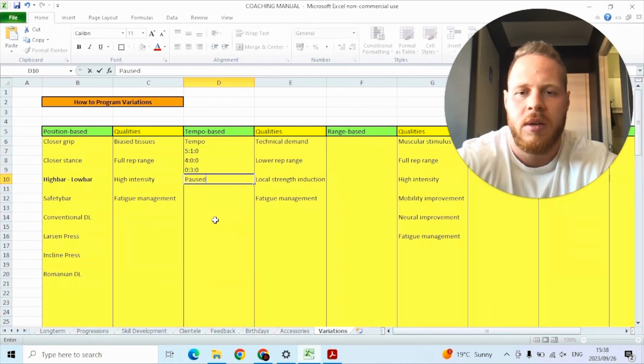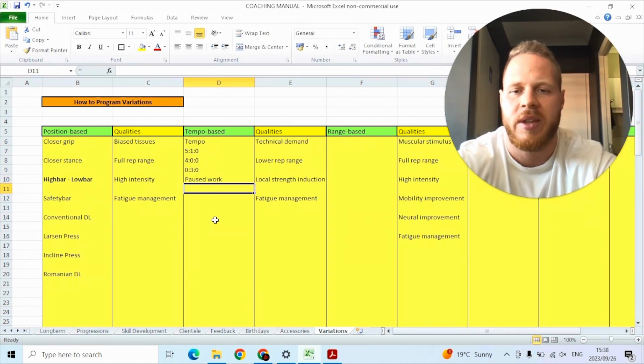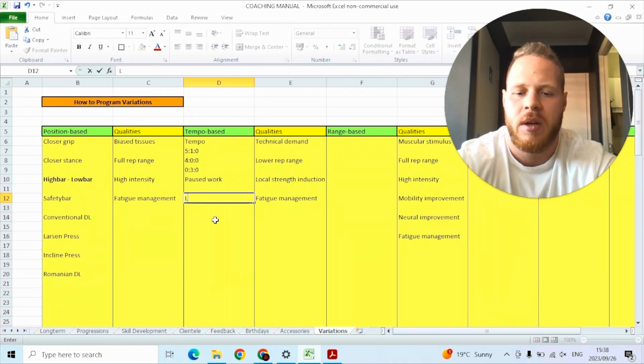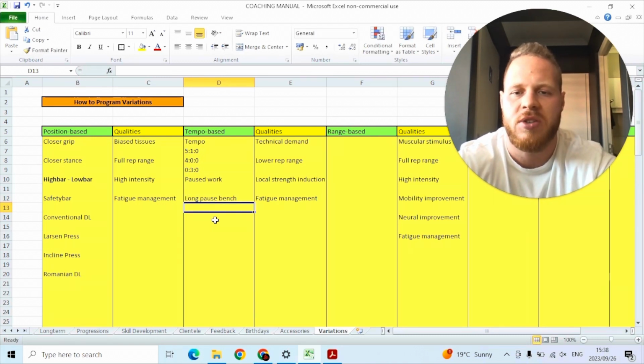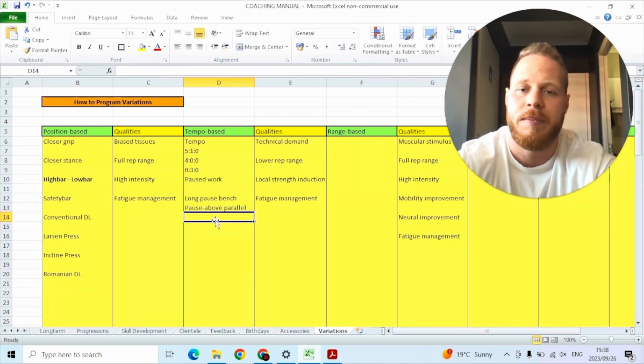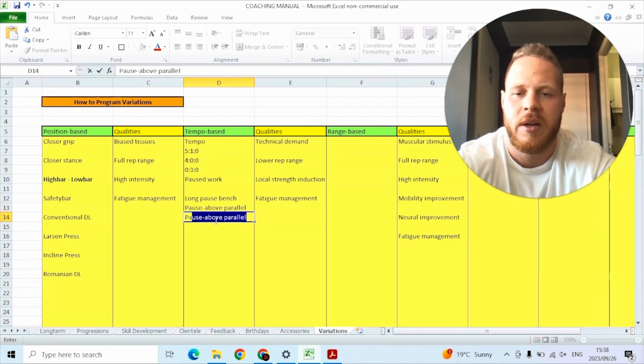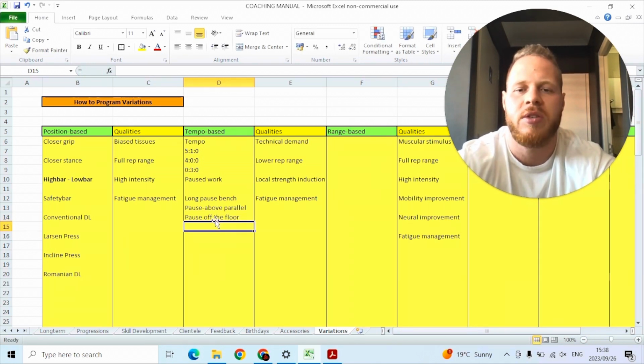It can be paused work as well. So that can be a long pause bench, like I've mentioned. It can be a pause above parallel squat. It can be a pause off the floor deadlift. Literally any pause that you can possibly think of, for who knows what reason.